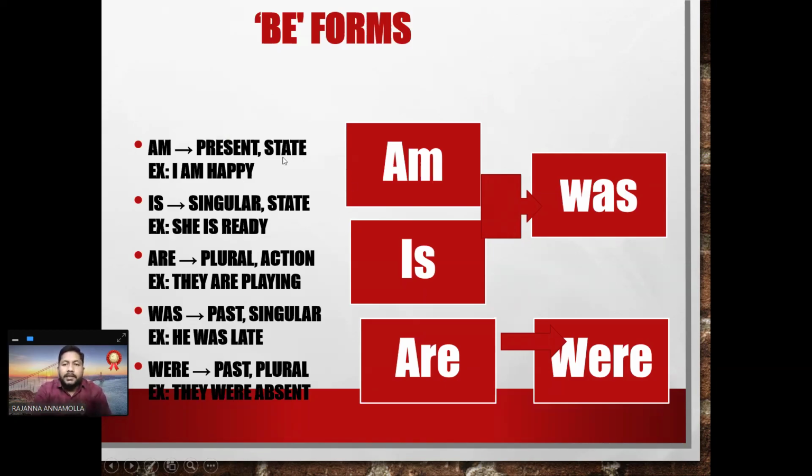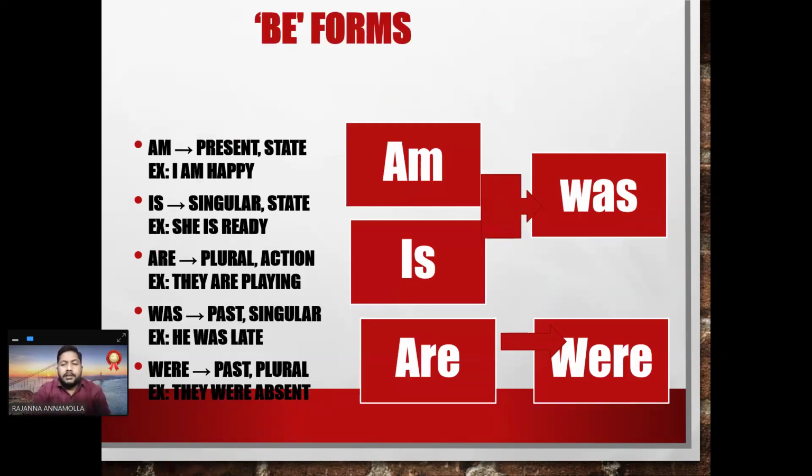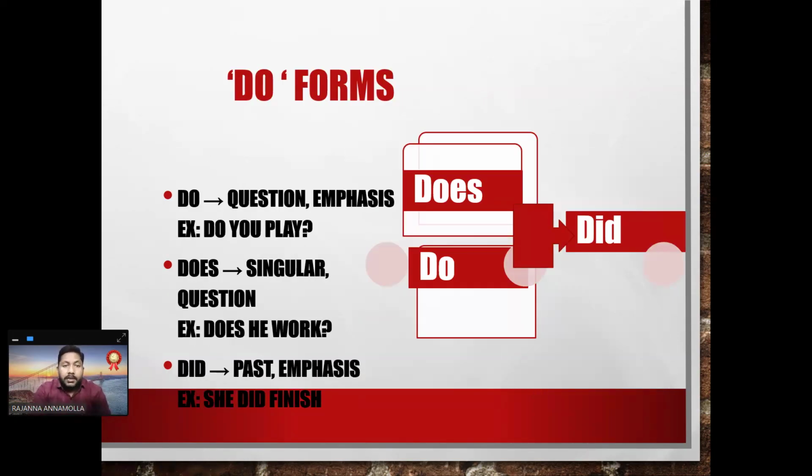So these five are be forms: am, is, are, was, were. Present singular am, is; past singular was. Present plural are; past plural were. Especially these be forms are used to talk about state. In continuous tenses, they talk about action. In the present simple and past simple, they are used to talk about status or state. Understand?